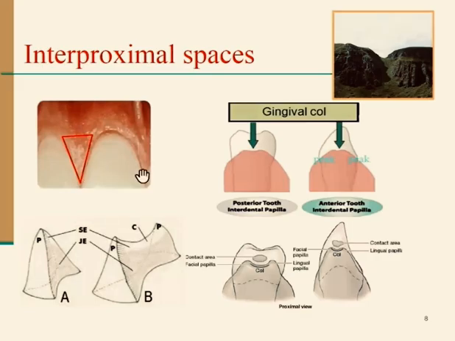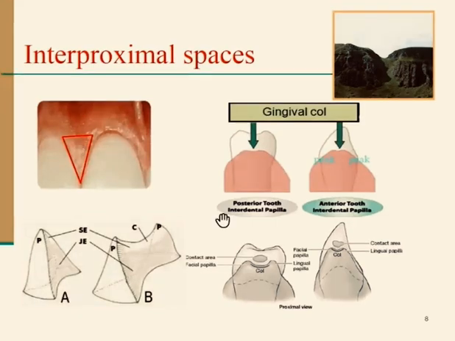So the space approximating the teeth is just cervical to the contact area. This space that is cervical to the contact area in between each two adjacent teeth is called the interproximal space. This is the interdental gingiva in the red triangle. The base of the triangle here is towards the bone, and the two sides are for each of the adjacent teeth. We say that the space here is accommodated to protect the gingiva.